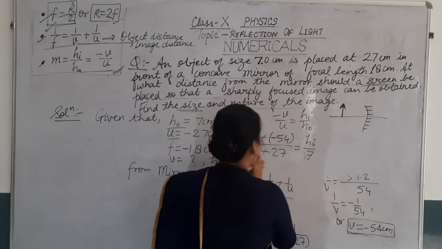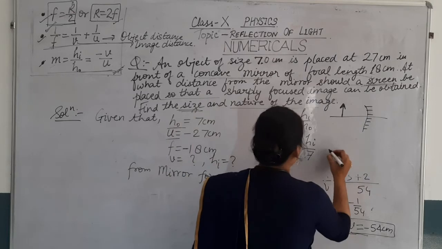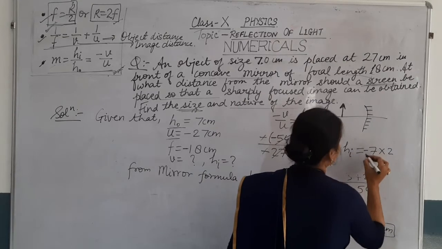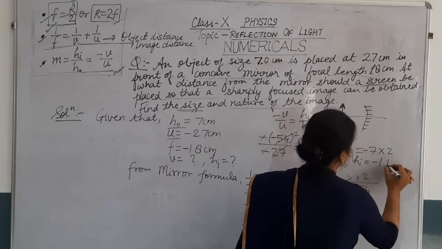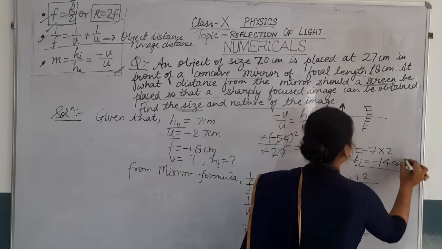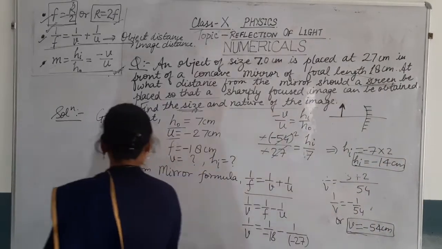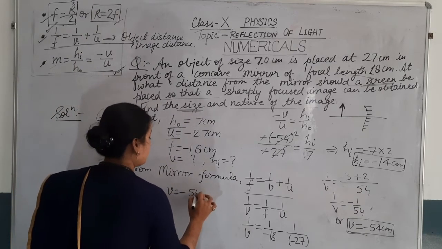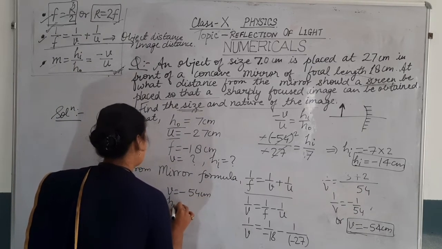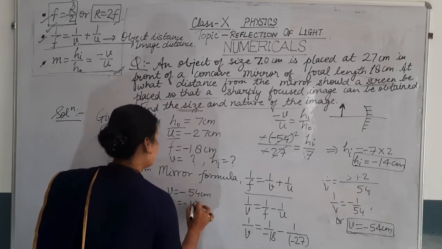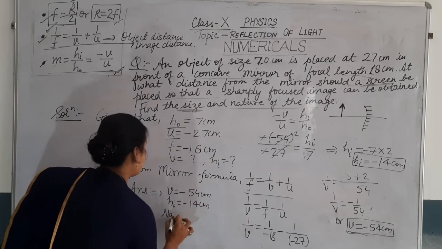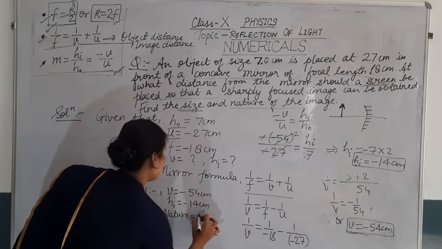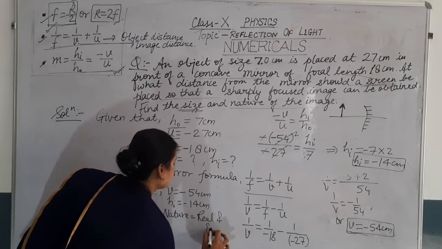Solving this, the minus will cancel out this minus sign, and hi will just become what? 2, and this minus sign will be there, so hi will be minus 14 centimeter. So if you want to write down the answers, what you will write: image distance is equal to minus 54 centimeter, and height of an image is minus 14 centimeter, and nature if you are asked, so here nature will be real and inverted.